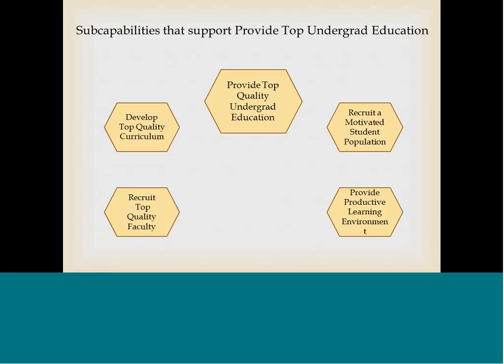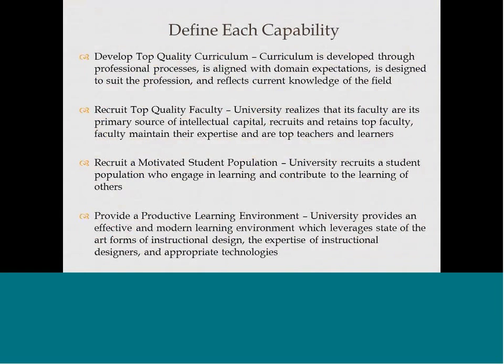So we might break this capability down into develop a top quality curriculum, recruit top quality faculty to teach the curriculum, recruit a motivated student population, and provide a productive learning environment. Those might be some core components of that capability. So we need to start out by defining each capability.